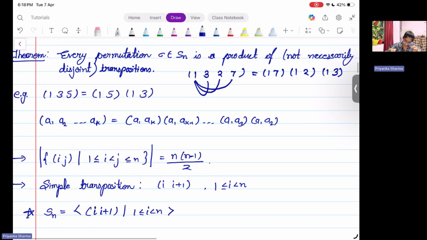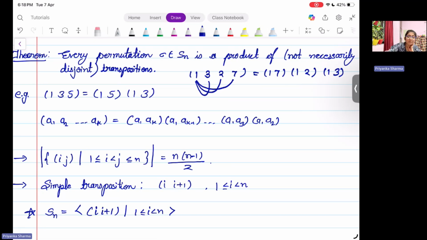So in this way, we can see that if we have a permutation, we can say this is a cycle. So if we have a permutation where k elements of Sn are appearing, then it will be written as the product of k minus 1 transpositions. Okay.